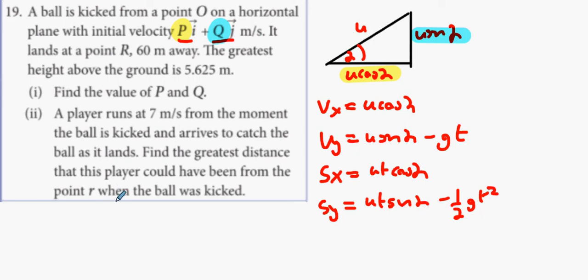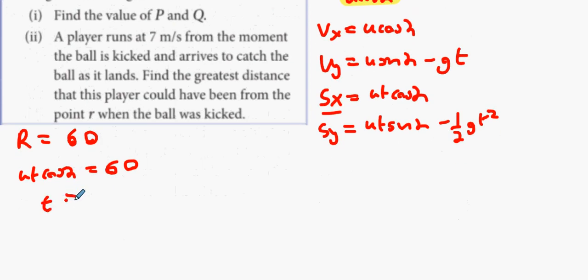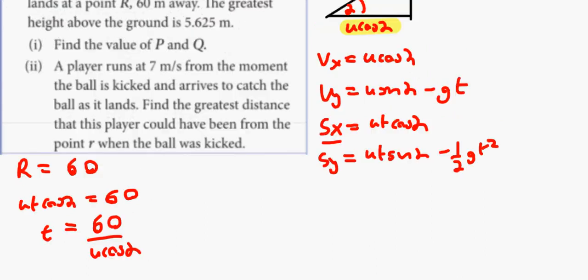You know the range is 60, don't you? So range equals 60, and range is an sx function. So we're going to put ut cos alpha equals 60, and then we're going to get t equals 60 over u cos alpha. Alrighty.